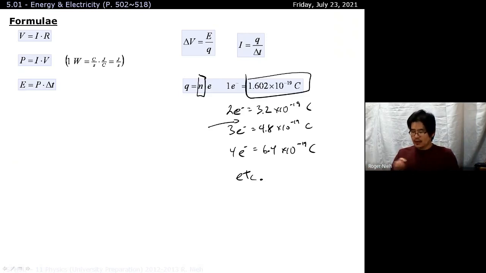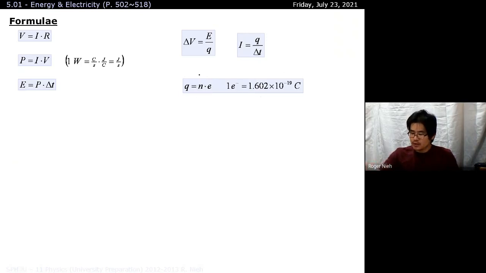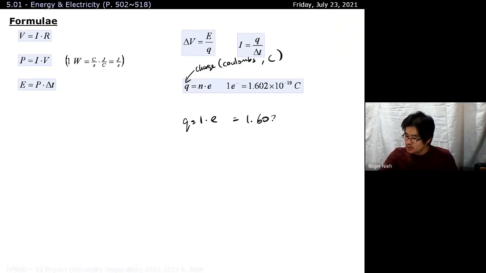Okay, so n has to be a whole number. Again, Q is a quantity of charge measured in coulombs, or C. So if you have one electron, you have 1 times 10 to the negative 19 coulombs of charge, right? Q is equal to 1 times e, which is equal to 1.602 times 10 to the negative 19 coulombs.